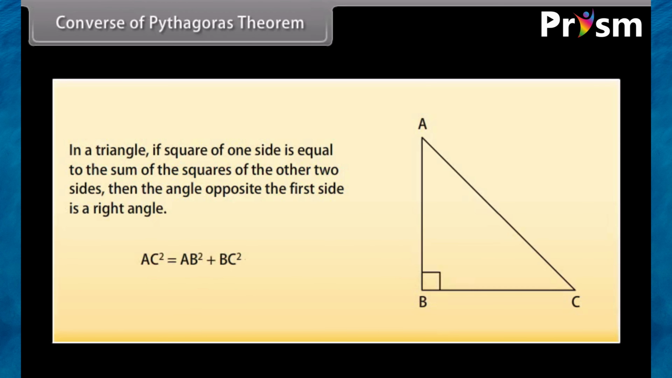Converse of Pythagoras Theorem. In a triangle, if the square of one side is equal to the sum of the squares of the other two sides, then the angle opposite the first side is a right angle.